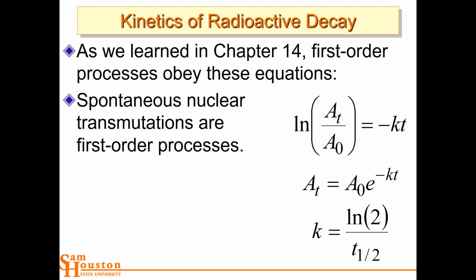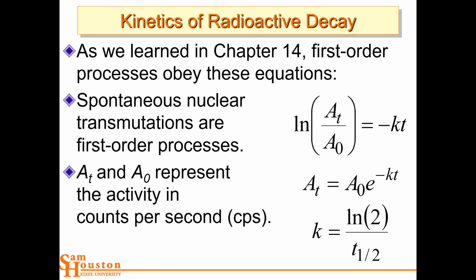Spontaneous nuclear transmutations are first order processes without any other kind of nuclear event taking place. And then A0 and AT represent the activity in counts per second. So this is also a very useful substitution. You have this nuclear decay constant, and I like to think in terms of half-lives, so this is the conversion of that rate constant or decay constant into half-life.